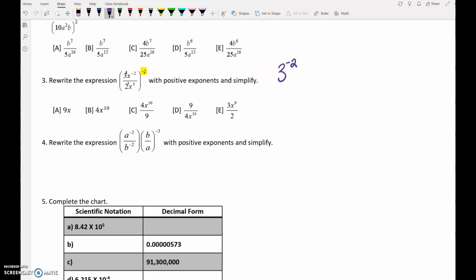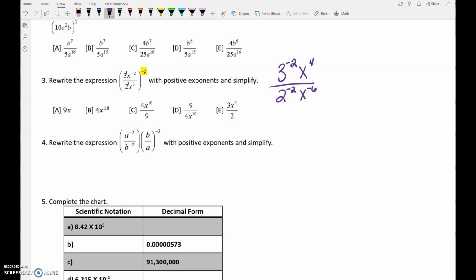x to the negative 2 raised to the negative 2. Negative 2 times negative 2 is 4. 2 to the first raised to the negative 2, that'd be 2 to the negative 2. And then x to the third, multiply the 3 and the negative 2 to get x to the negative 6th.